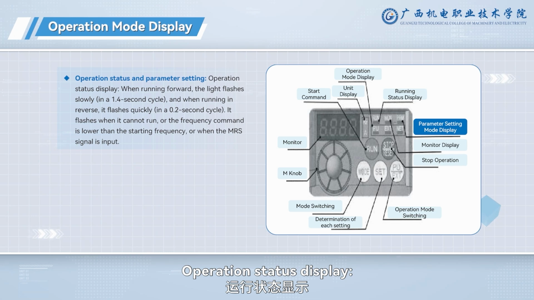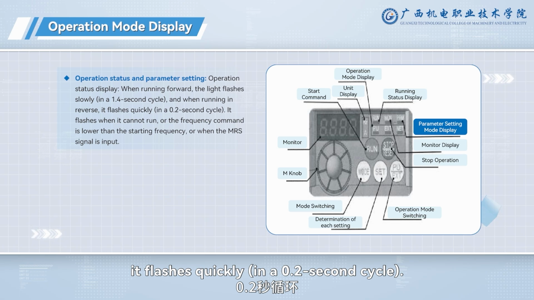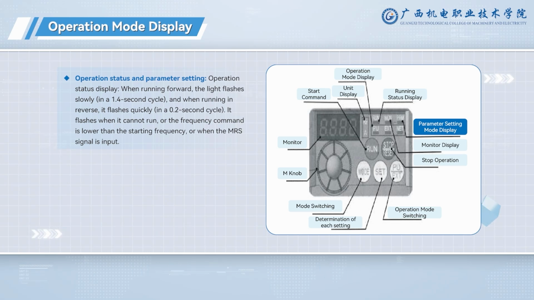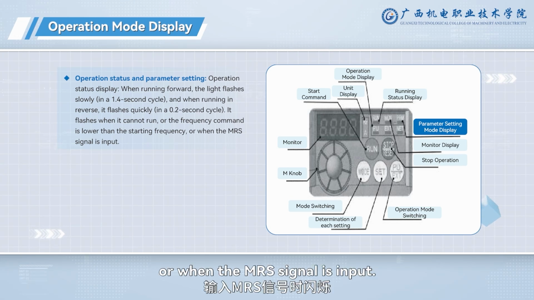Operation status and parameter setting. Operation status display. When running forward, the light flashes slowly in a 1.4 second cycle, and when running in reverse, it flashes quickly in a 0.2 second cycle. It flashes when it cannot run, or the frequency command is lower than the starting frequency, or when the MRS signal is input.